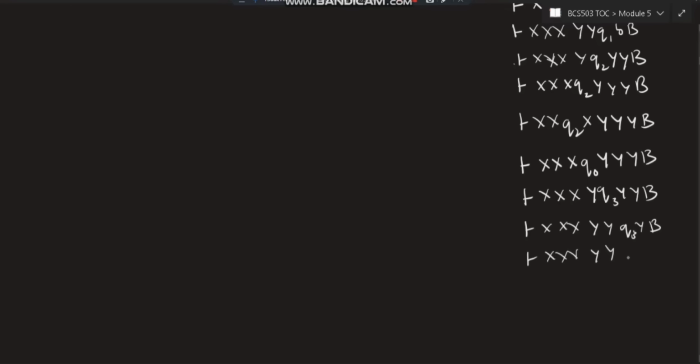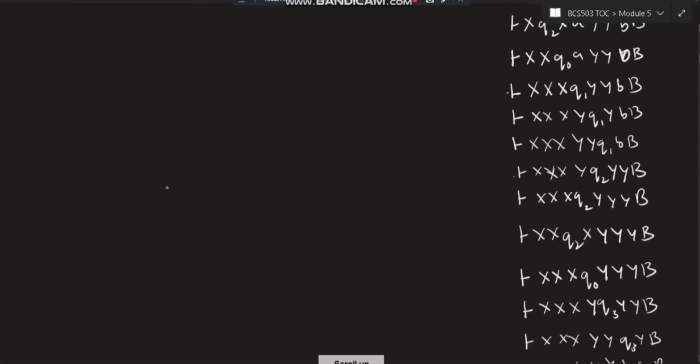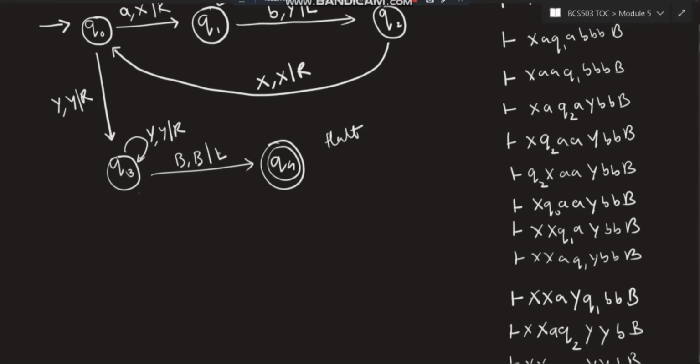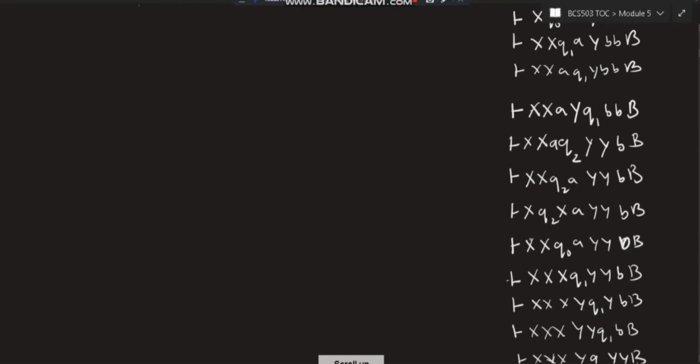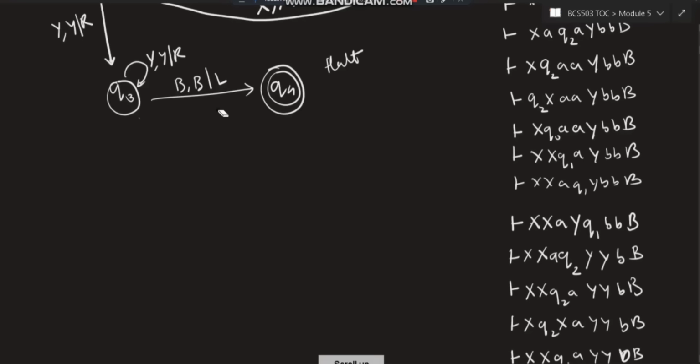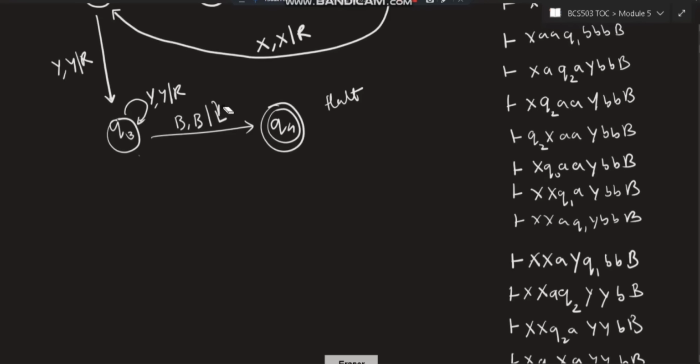Or just keep it as okay. It doesn't matter, but still just keep it on the right. So keep it as B only. X X X Y Y Y and B Q3. That's all.